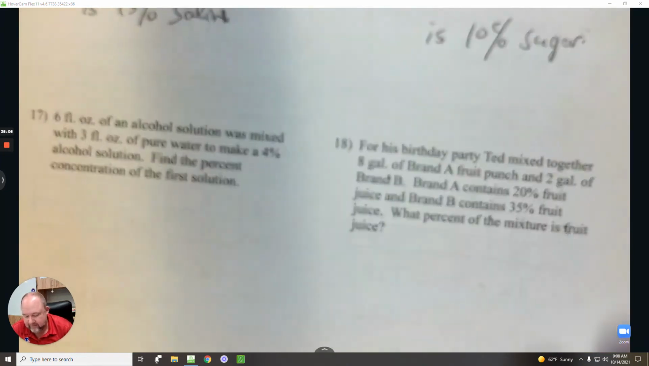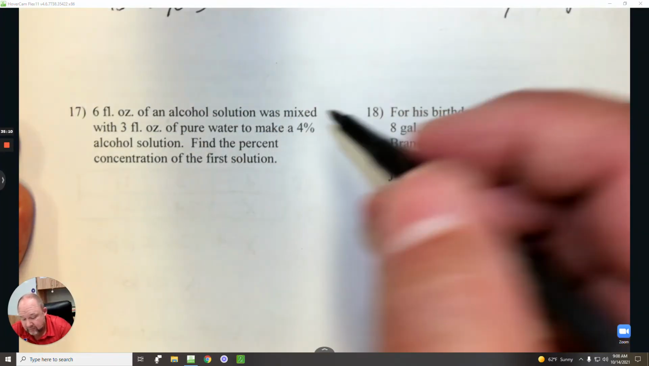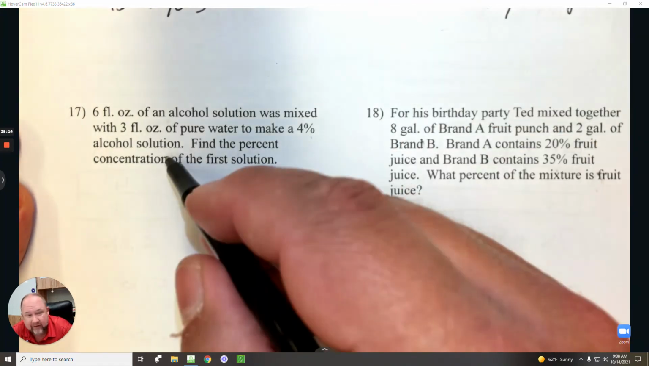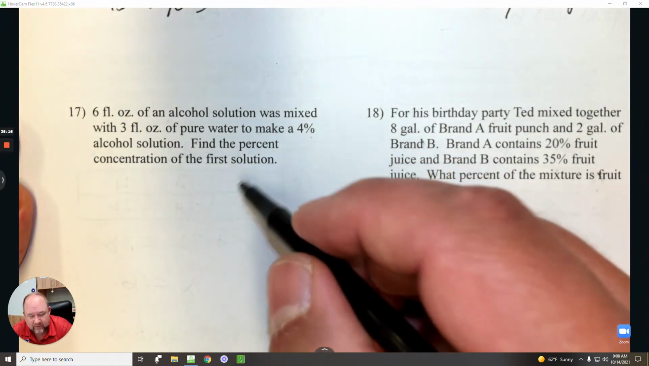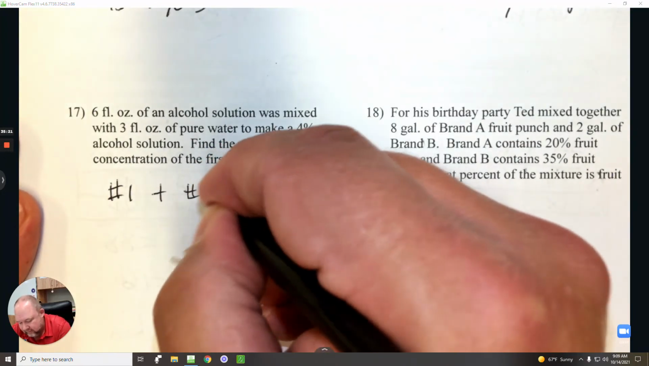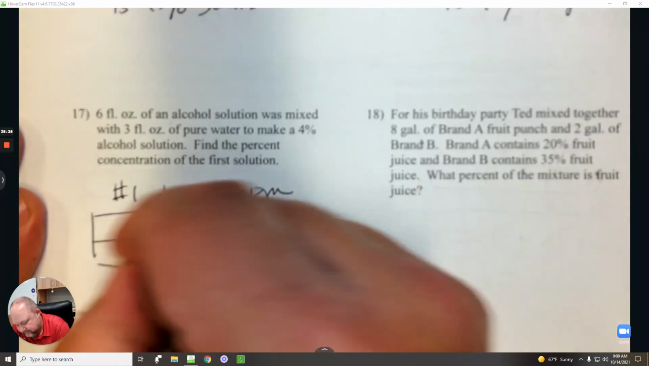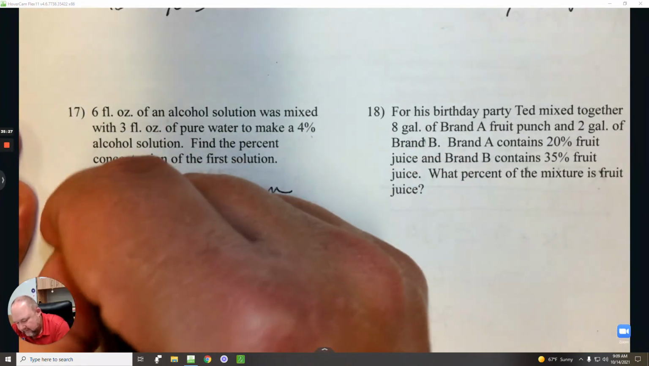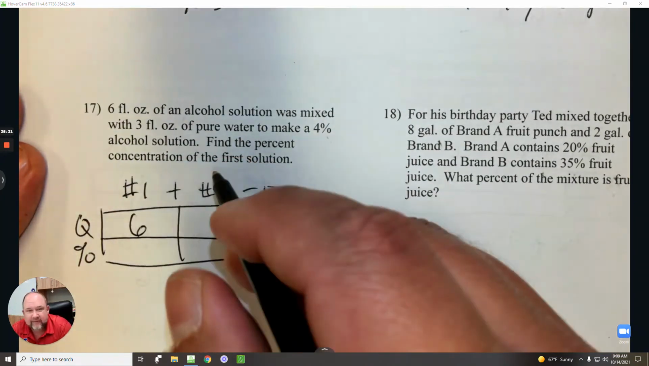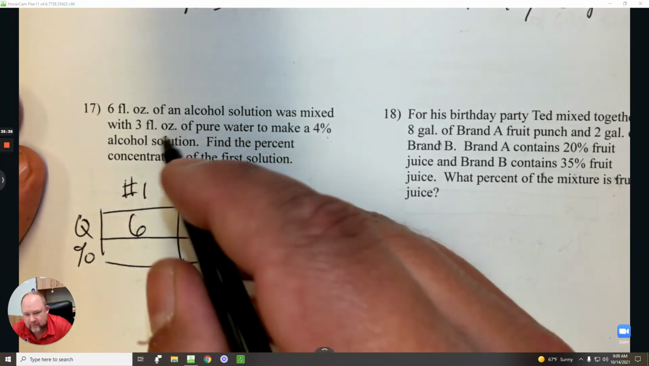All right, number 17. 6 fluid ounces of an alcohol solution was mixed with 3 fluid ounces of pure water to make a 4% alcohol solution. Find the percent concentration of the first solution. So we have thing 1, thing 2, and the end mix. We have quantity and percent. In this case, the quantity is in ounces and percent of alcohol.